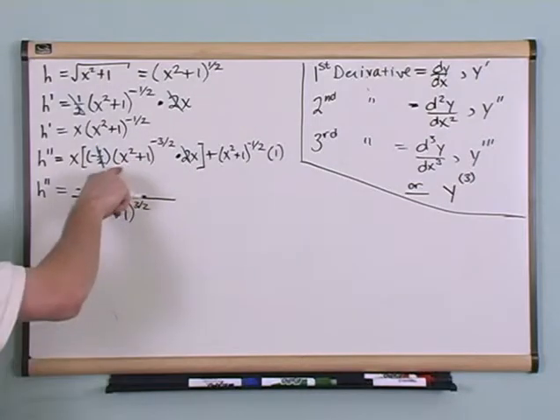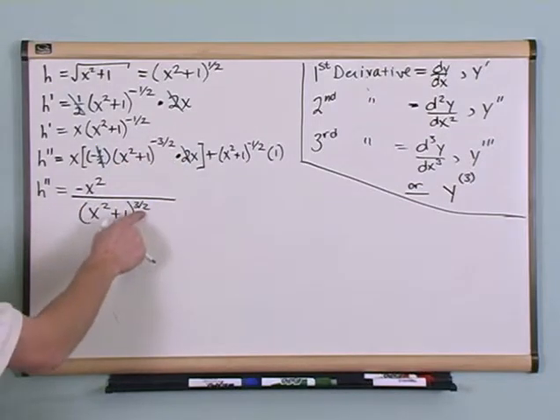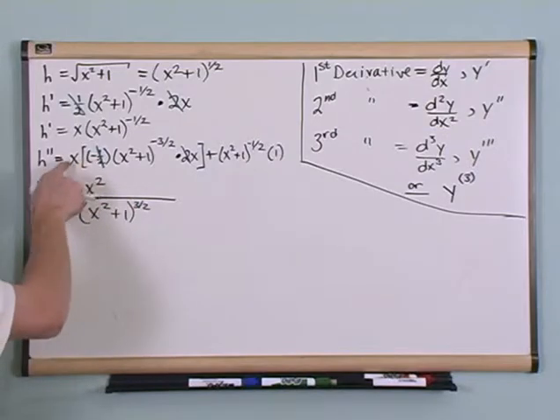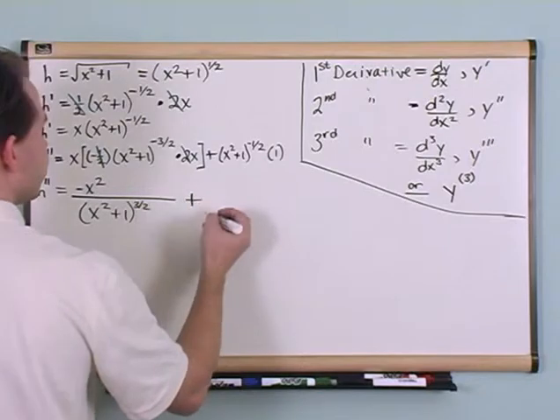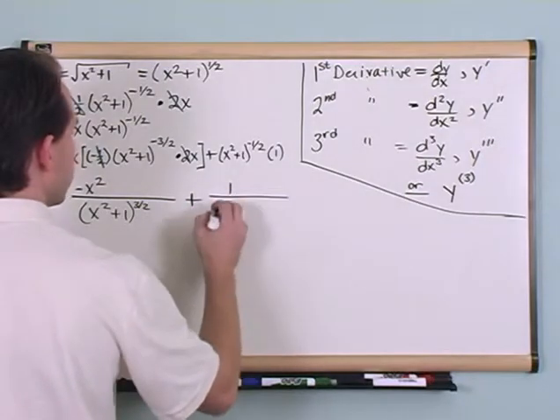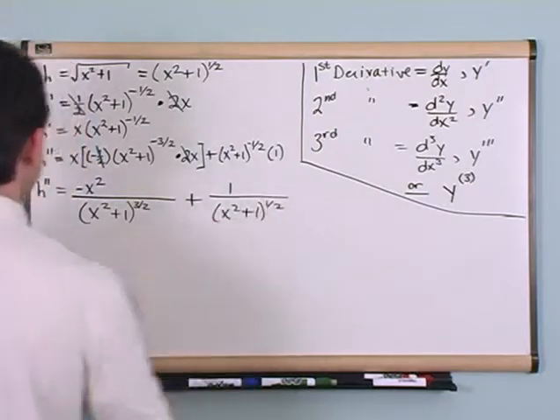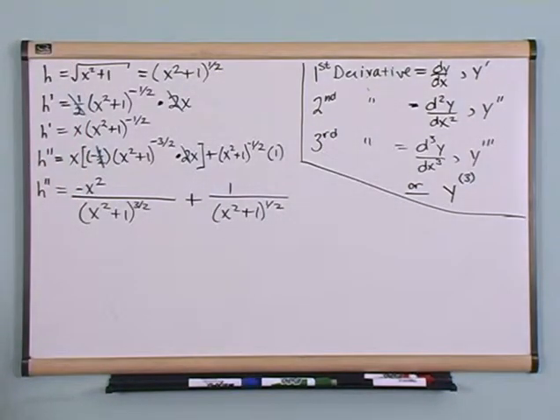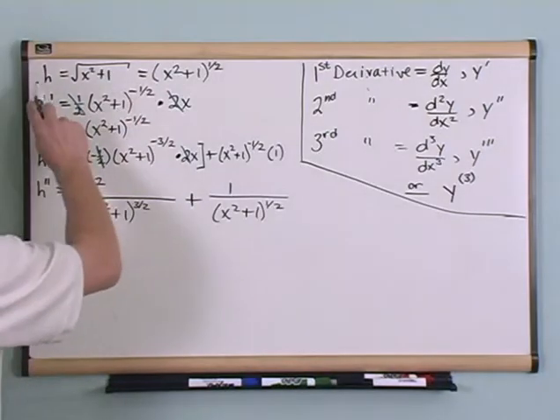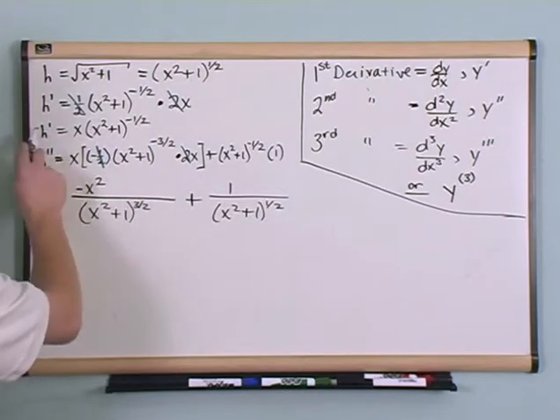All I did was move this term to the bottom by changing the sign of this exponent. The negative x times x gives me x squared on the top. And then over here, you have 1 over x squared plus 1 to the positive 1/2, right? And that is essentially the answer. That's the second derivative. I'm just trying to show you the principle here. You take the original function, take the first derivative, simplify it, and you'll get this.